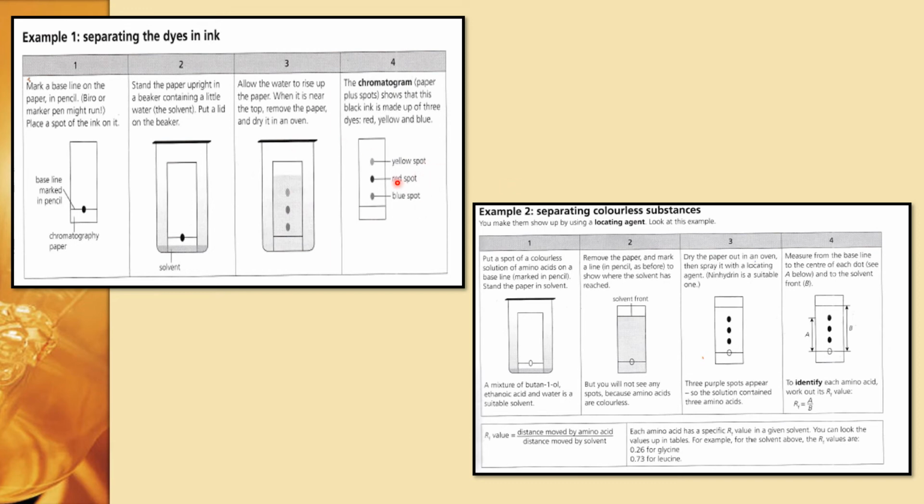So you have several spots, but usually amino acids are colorless. So what happens if you have colorless amino acids? If the amino acid is colorless, you need to spray it with ninhydrin, or you say a locating agent. Ninhydrin is one example of a locating agent, and usually we use ninhydrin. After that, you can see the color. If three purple spots appear, then the solution contains 3 amino acids.